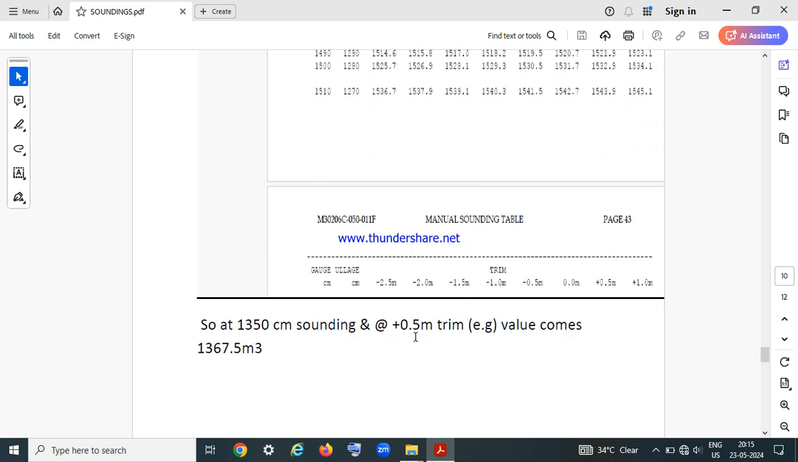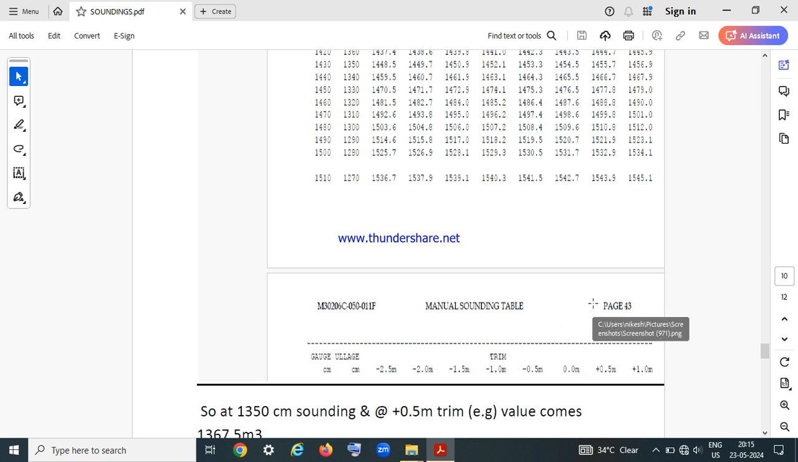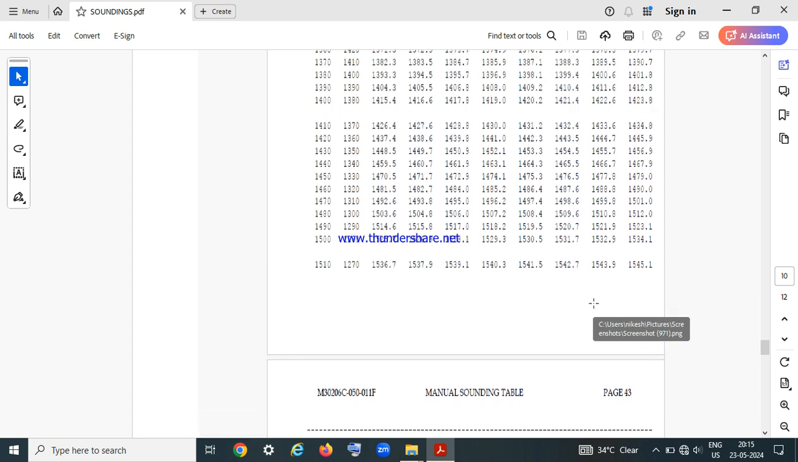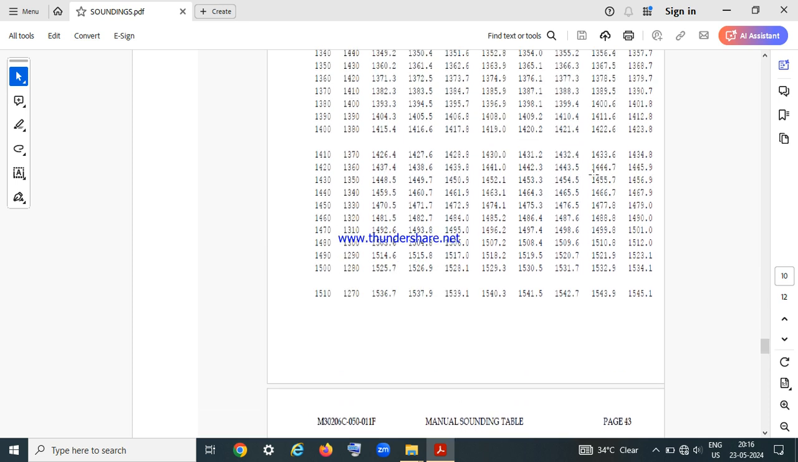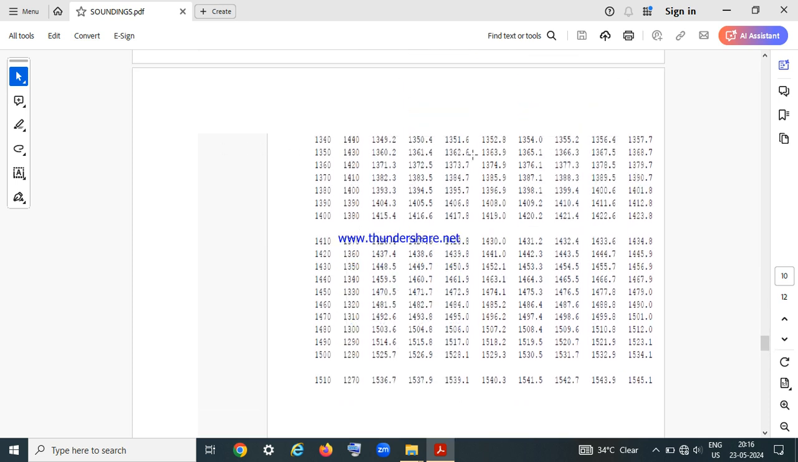So we will take sounding 1350 and suppose your trim is plus 0.5 meter, which means a positive trim, so trim by forward. At 0.5 meter, this one is positive, and 1350 centimeter. So this value 0.5 and 1350 is this one. So here what we found is 1367.5.